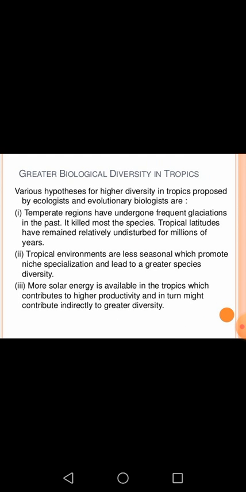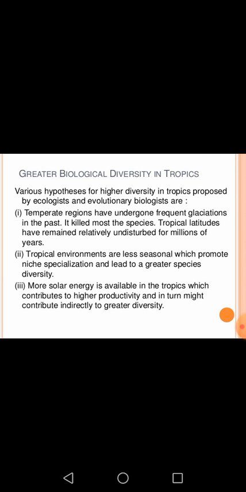Now one more question can arise: what is the reason that the biodiversity is quite rich in that particular region? Different scientists or ecologists propose different reasons for this high biodiversity. The first reason is that the temperate regions have undergone frequent glaciations in the past, which killed most of the species.